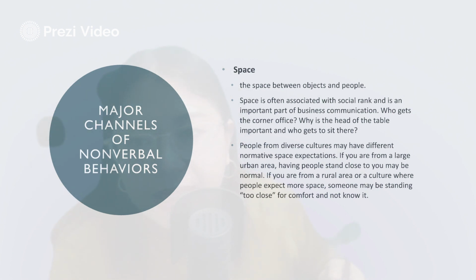For example, who gets the corner office? Why is the head of the table important? And who gets to sit there? I remember watching Suits. Harvey, for example, somehow sacrificed his room to his friend. Maybe you remember that one. Okay. So people from diverse cultures may have different normative space expectations.